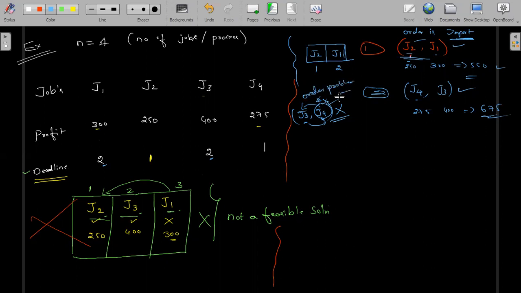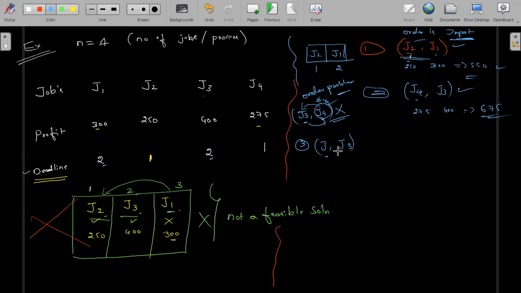Order problem. Okay, this is an order problem. Fine. Now see here, one more we're going to take again. So third one, let's take J1, again J3. Okay, now see, check it. J1, 2. Okay, again J3, 2.